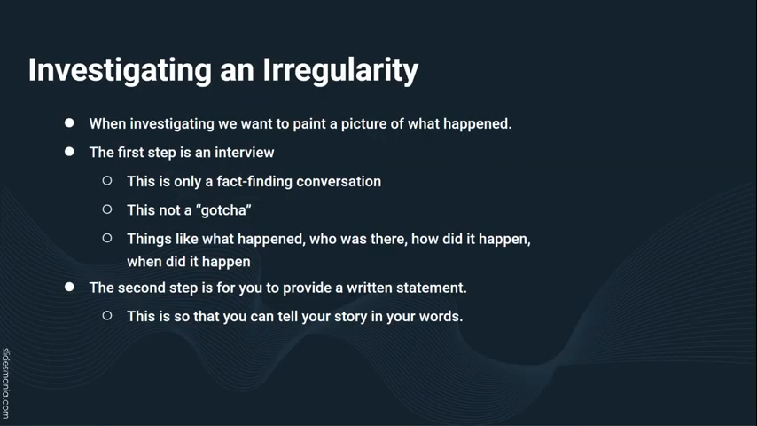Investigating an irregularity. When investigating, we want to paint a picture of what happened. The first step is an interview. This is only a fact-finding conversation. It is not a gotcha. The second step is for you to provide a written statement. This is so that you can tell your story in your words.